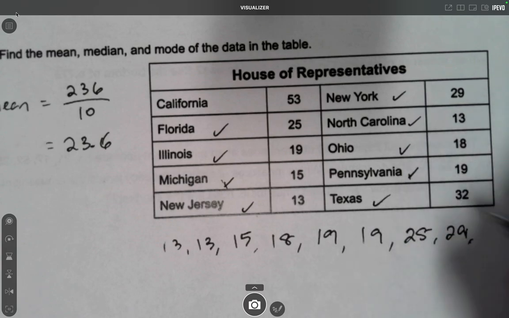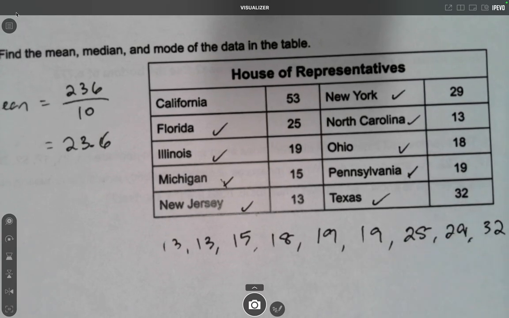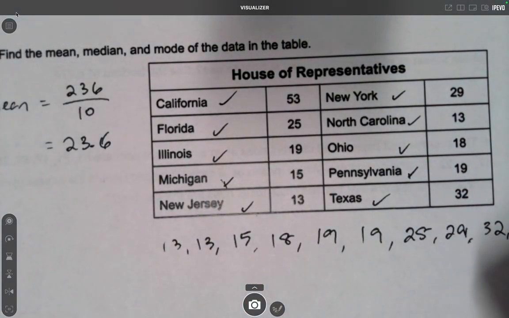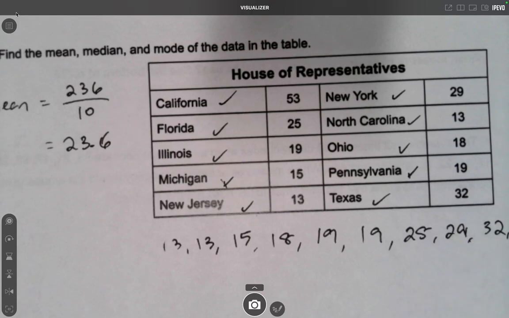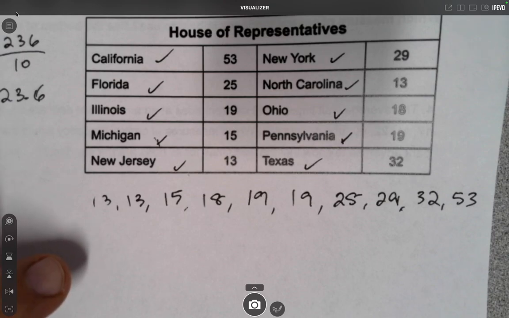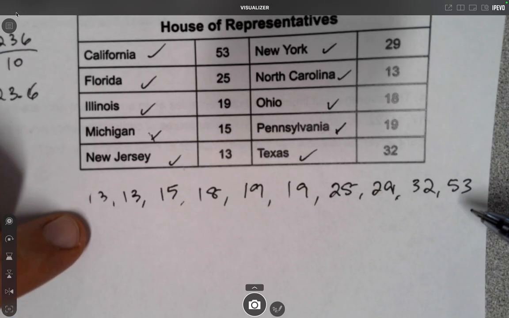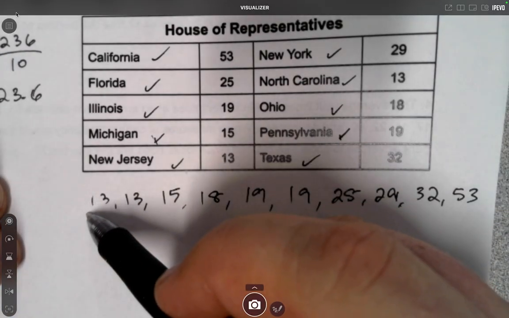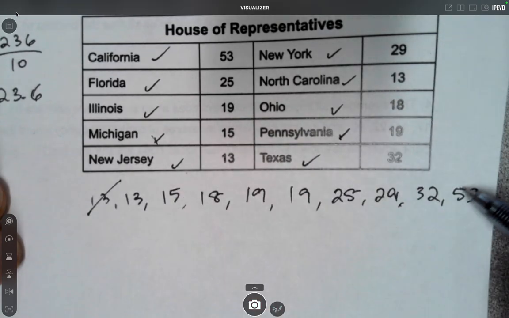Texas with 32. And then the last one is California with 53. Okay, so when you're trying to find the median, one way that people often use is to cross off the biggest and the smallest. You've got to do it together. So cross off the smallest and the biggest.